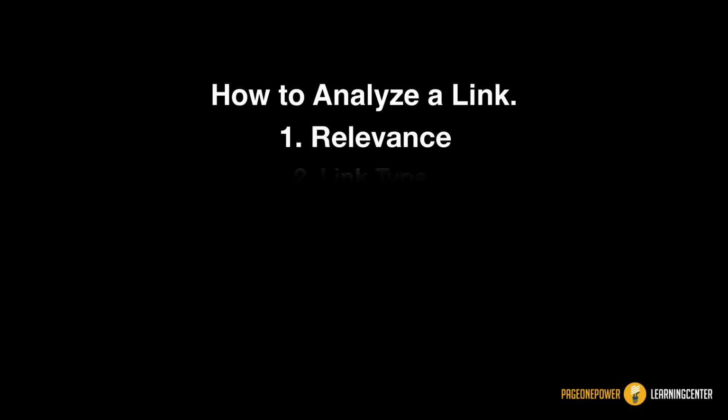Number 2. Link type. Link type is the second consideration when analyzing a link. This means both the way the link is formed and the manner in which it's linking, both of which make a difference in link quality. First, let's examine the different ways a link can be formed.